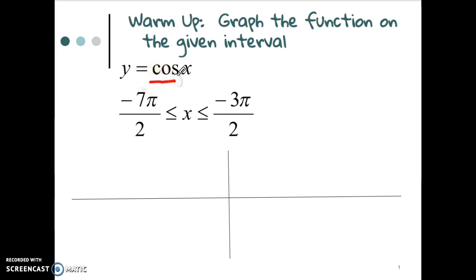If you remember cosine, the pattern for cosine is it starts at +1, and it goes down to 0, and then to -1, and then to 0, and then back up to +1. So cosine oscillates between +1 and -1.